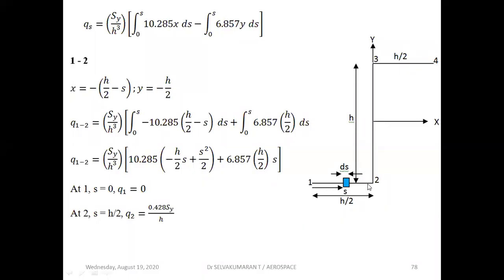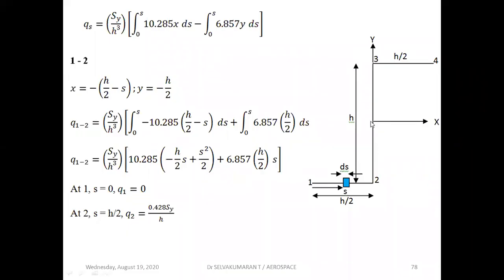At 2, s is equal to h by 2. Substitute here, you get 0.428 Sy by h, which means Newton per meter, load per unit length, the shear flow you need. And look at the shear flow expression: the s square term means that the nature of the shear flow diagram is parabolic. Very, very important. Now 1 to 2 is over. At 1 it is 0, at 2 we have got the value.